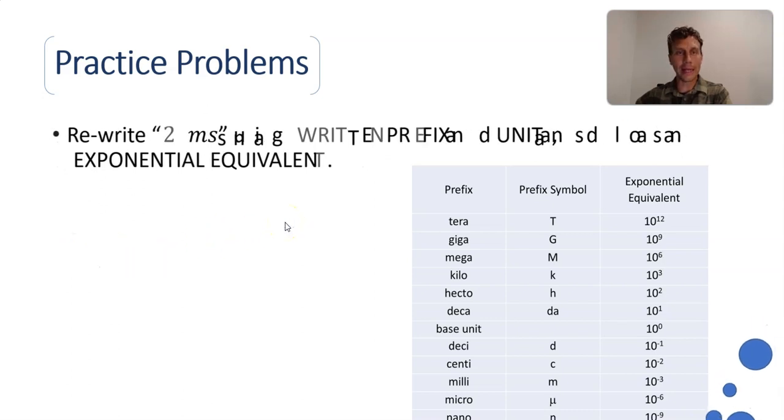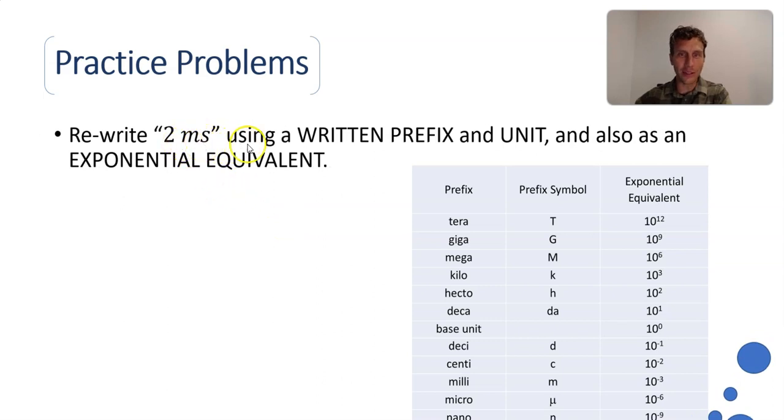Next one. Rewrite 2 ms using a written prefix and unit, and also as an exponential equivalent. Oh boy. Well, ms is, let's see, m for milli, and s, you can look at the other chart that has the different SI units, that's seconds. So it would appear this is milliseconds. And what do you know, we are correct. And now we want an exponential equivalent. Milli in this chart is 10 to the negative 3. And so it is going to be 2 times 10 to the negative 3 seconds.